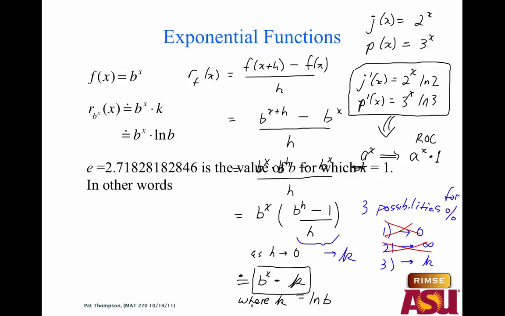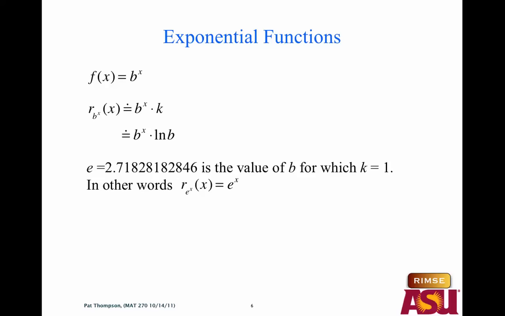e is the special number, 2.718281828459045. It's the special number between 2 and 3 such that the rate of change of e to the x is e to the x, because ln of e is 1. So it would be times ln of e, but ln of e is exactly 1. So really special, really important function. Values of the accumulation are equal to values of the rate of change for every x. There's only one function in the universe like that.